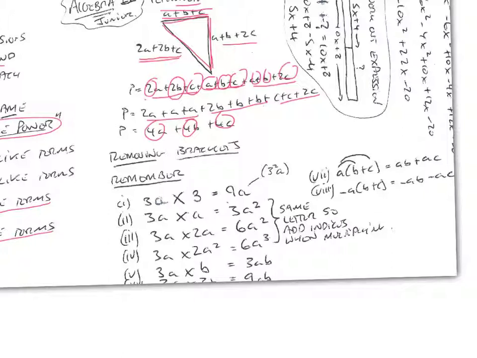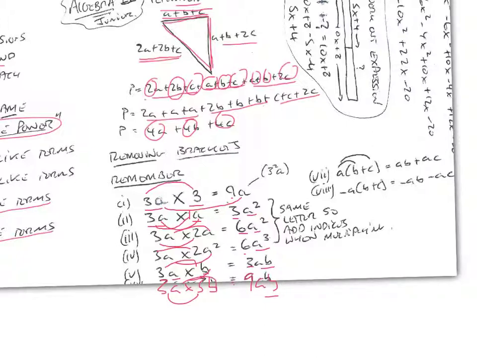Okay, we're going to go on to the removing brackets section of the chapter in a second. This is chapter 2 in your book, Algebra. But before we do, let's remind ourselves, if we have 3a times 3, that's the same as 3 3s are 9, so 9a. Okay? What about 3a times a? Well, 3 times the 1 here that you don't see is 3, and a by a is a squared. Here we have 3 by 2 is 6, a by a is a squared, so 3a by 2a is 6a squared. 3a times 2a squared: 3 by 2 is 6, a by a squared is a to the 3. And then 3a by b is 3 by 1 is 3, a by b is ab. And here 3a times 3b is equal to 9ab. 3 3s are 9, a by b is ab.